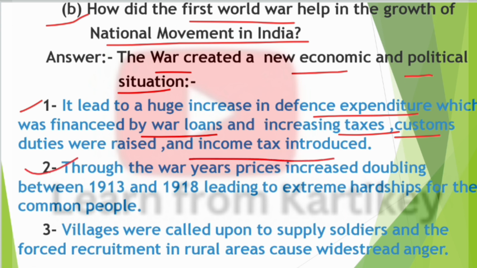Second point, through the war years, prices increased, doubling between 1913 and 1918, leading to extreme hardship for the common people. Third point, villages were called upon to supply soldiers, and the forced recruitment in rural areas caused widespread anger.